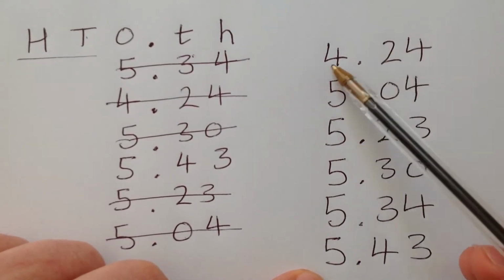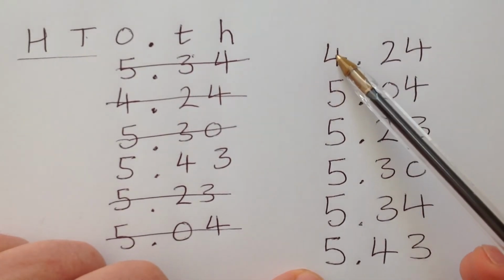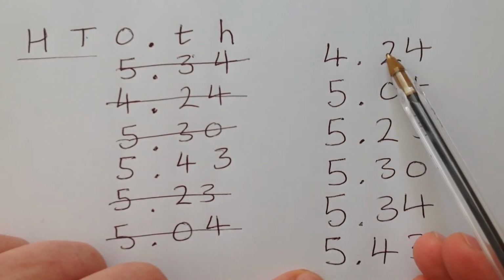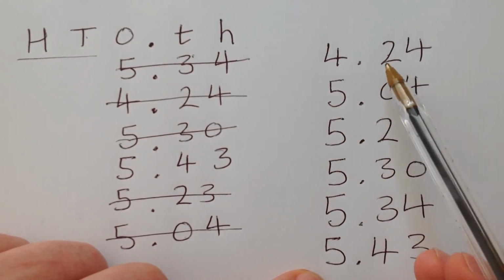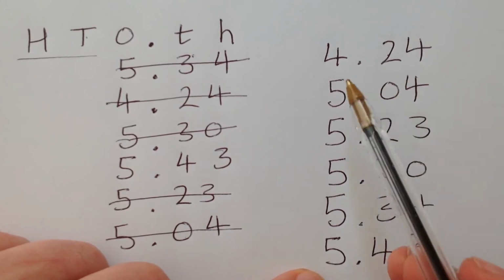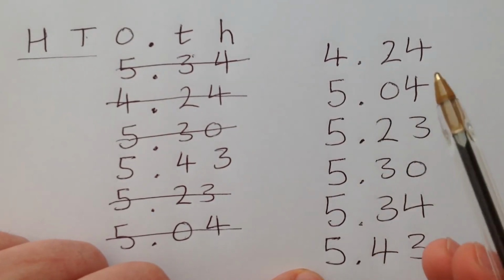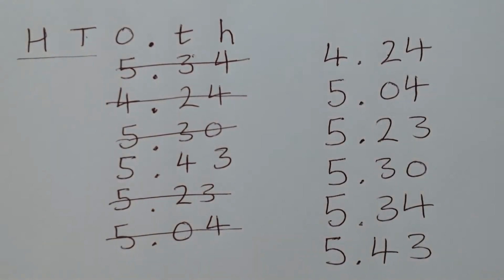Now you'll notice in all the numbers that begin with 5, the tenths go up in order. The only time it doesn't, of course, is here, but this is because it only has 4 ones. So it didn't actually matter what tenths it had here. It could have had 9 tenths and it still would have been at the bottom. It could have been 4.99 and it would have been at the bottom because it only had 4 ones. So that's how to order them.